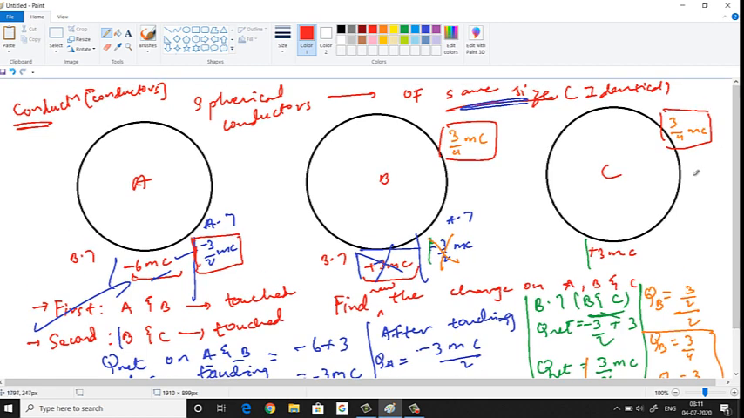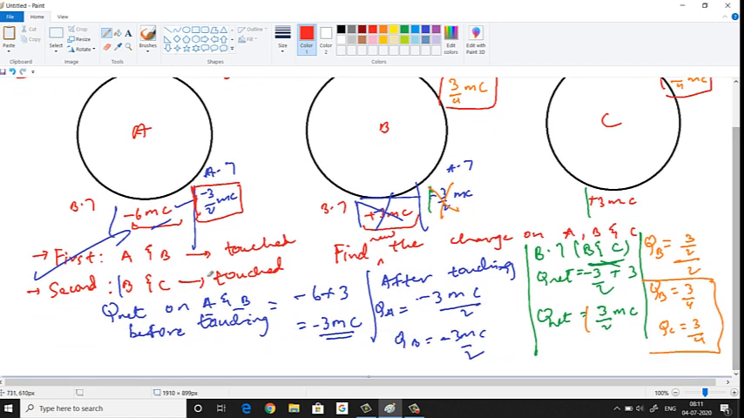That's it. This is how you are supposed to solve. Step 1, what? First, suppose A and B are touching. Then what you should find? Net charge on A and B before touching. How much we got? Minus 3 coulomb. Then after touching, they are going to distribute equally. Equally means what? By 2 you should do. So minus 3 by 2. So on both A and B, the charge is going to be minus 3 by 2.